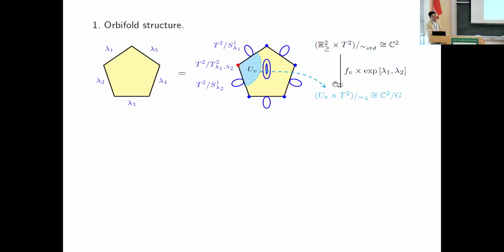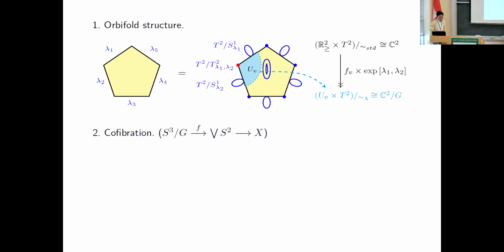And because my lambda 1 and lambda 2 are linearly independent, the torus map given by these two vectors, the exponential of lambda 1 and lambda 2, has some finite kernel. So I can compare these two presentations, and then you can see that this is homeomorphic to C^2 modulo some finite group. This is one way of looking at the orbifold chart from this picture.